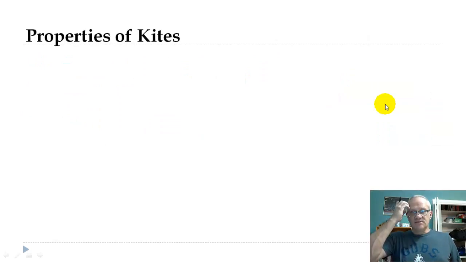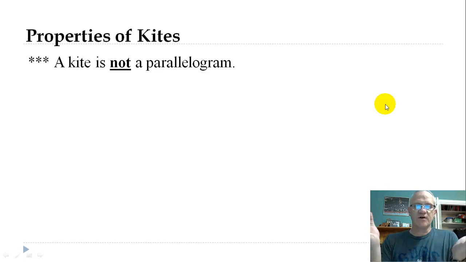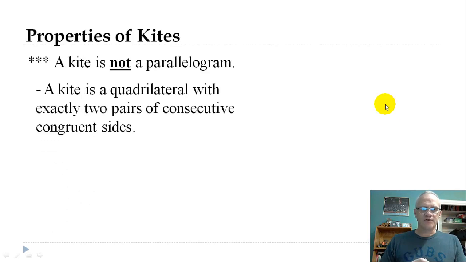Okay, last thing we have to talk about is kites. So I'll try to be quick on this, but first of all, a kite is not a parallelogram. Just like a trapezoid, it is not a parallelogram. So only what we talk about here is true for kites, not all those other things with parallelograms. All right, what is a kite? A kite is a quadrilateral with exactly 2 pairs of consecutive congruent sides.